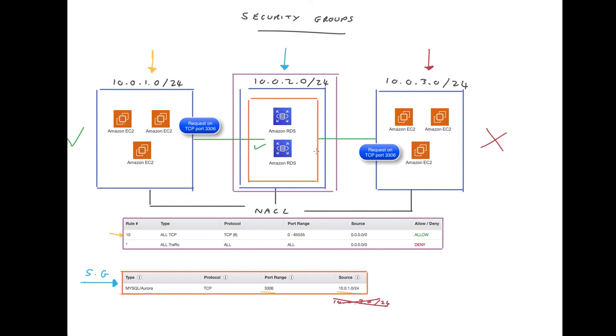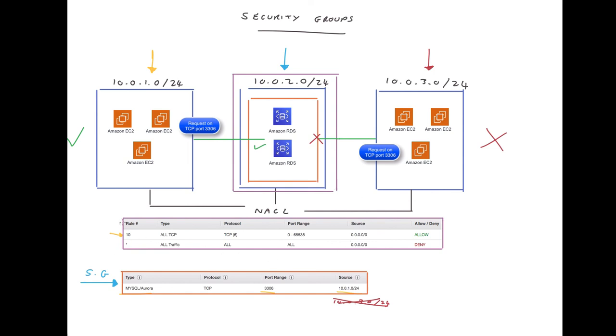It then hits the security group and it says, is this traffic MySQL or Aurora using TCP protocol on port range 3306? At this point, everything is correct, yes. However, the source is different. We don't have a source address of 10.0.3.0. It doesn't exist in the security group. So at this point, the traffic is dropped at the security group and access is not allowed.